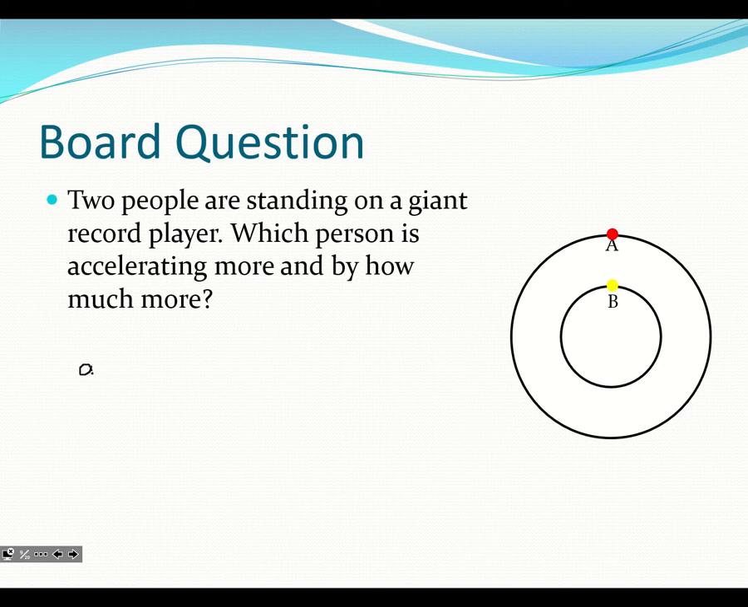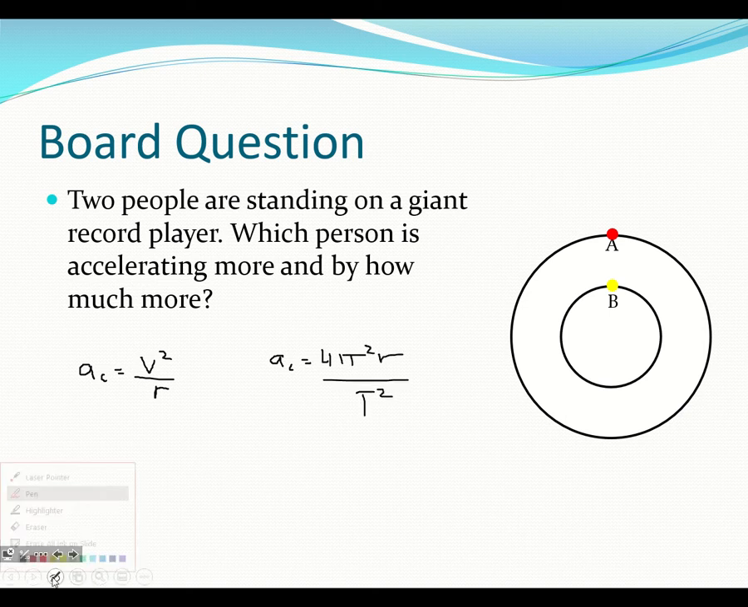Okay, so we can use our formulas. And we can use this one. So this one's actually the easier one to use because A is twice the radius out. Right? That's the only thing that changes. The 4 doesn't change, the pi squared doesn't change, the period's the same for both of them. So this says that the acceleration should be double.